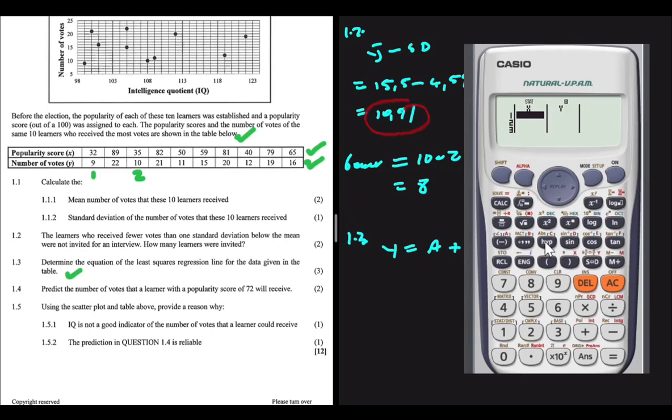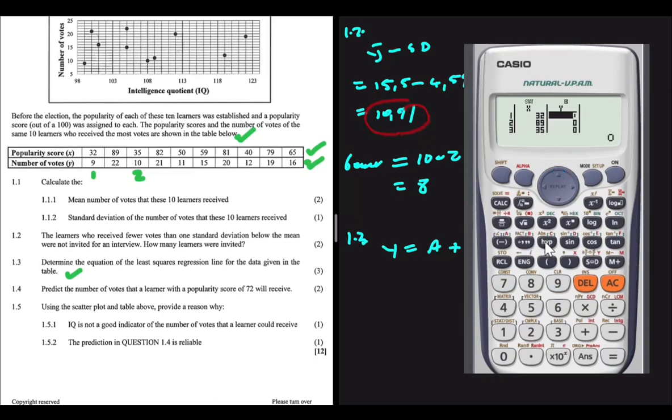As far as the x values are concerned, we have 32, 89, 35, 30, not 32, but 82, right? 50, 59, 81, 40, 79, 65. Right, now I have to go ahead and punch in the y values.